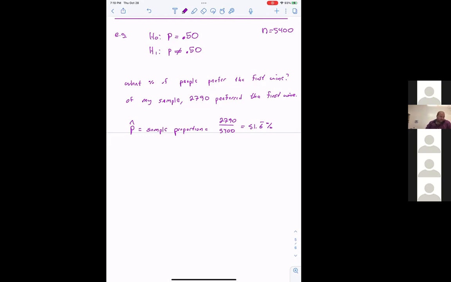What do you think X is? The number of people you tested? Well, that's N. That's the sample size, okay, 5,400. That'd be the population. Well, we don't have the population. It would be 2,790. It's the number of successes, the number of outcomes that are for whatever it is that you're looking for. In this case, 2,790.